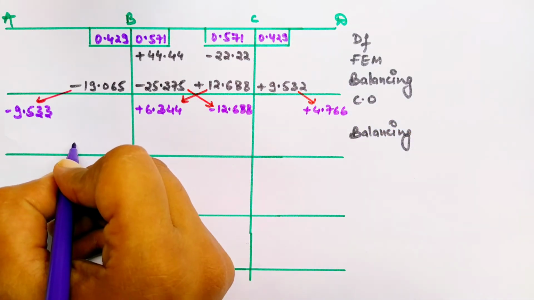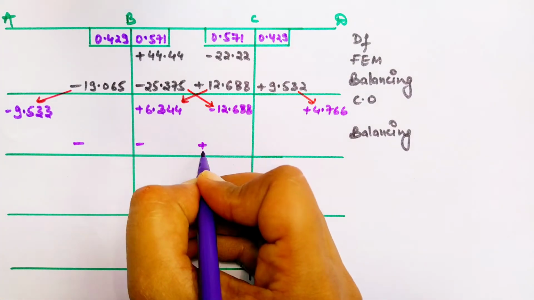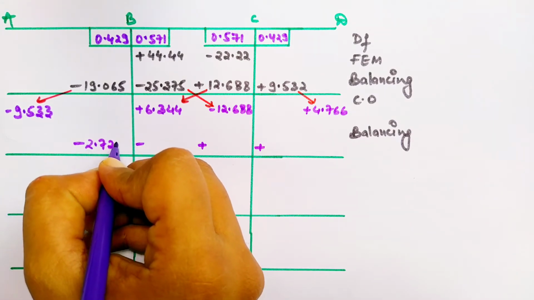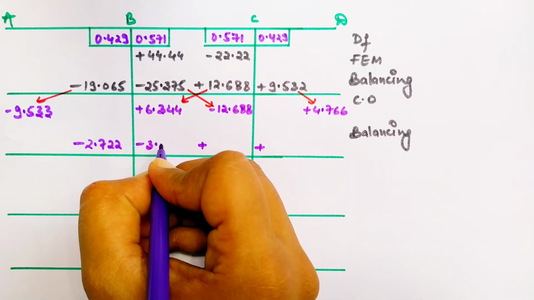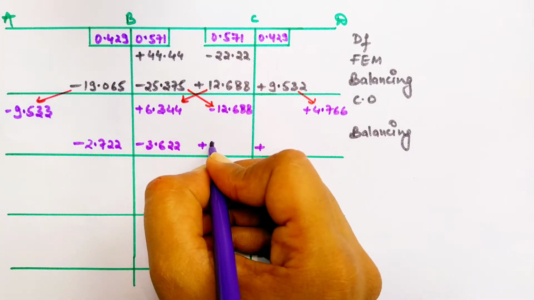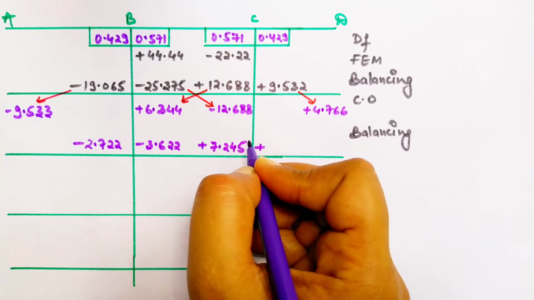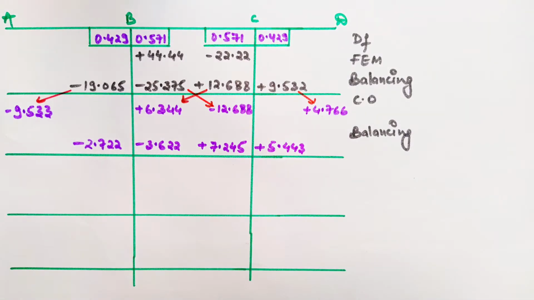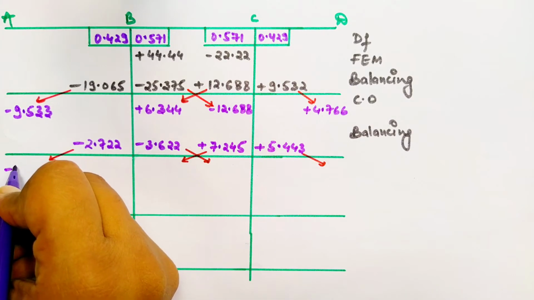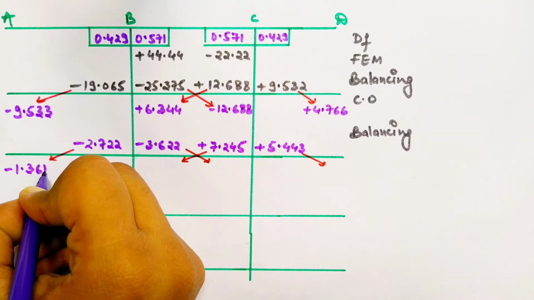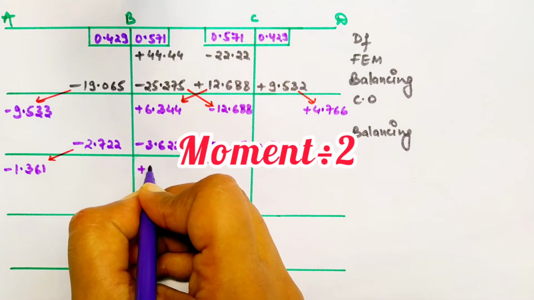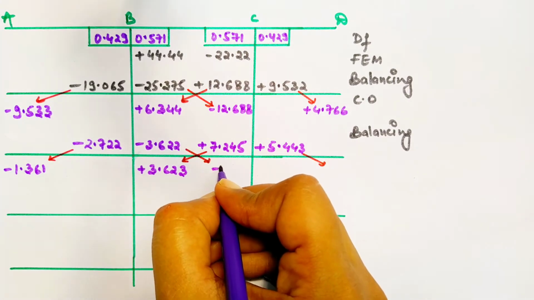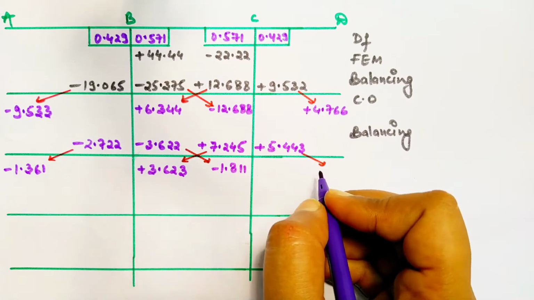Now the unbalanced moments coming onto B and C are this much. I am putting the opposite sign. You have to always remember that you have to put the opposite sign while distributing the moments. So I am substituting, and unbalanced moment into your DF will give you the answers. Again we'll repeat the same thing. These are the balancing moments. Now we'll put the carryover. Carryover is your moment divided by 2 with the sign, positive or negative, whatever. You have to transfer it with the sign, and here we have done this part.